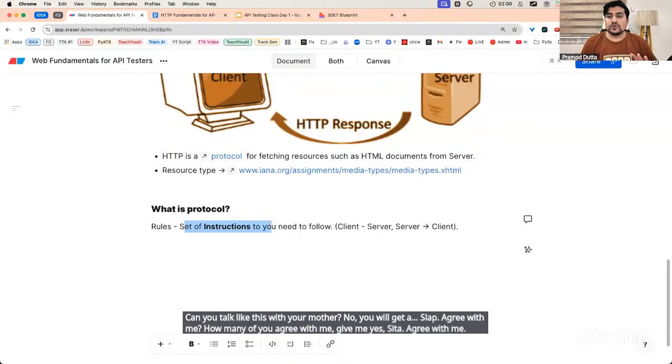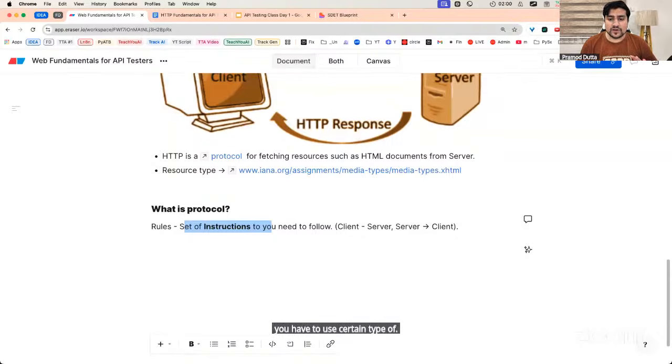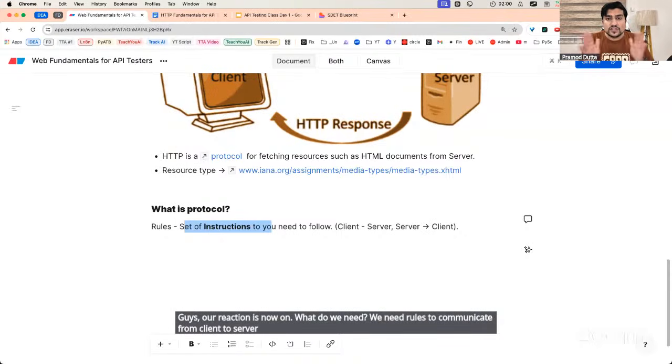Similarly, you have to use a certain type of... what do we need to use? Guys, our reaction is now on. We need rules to communicate from client to server. There will always be rules, and there will always be methods, different types of methods: GET, PUT, POST. Rules are basically defined for that.